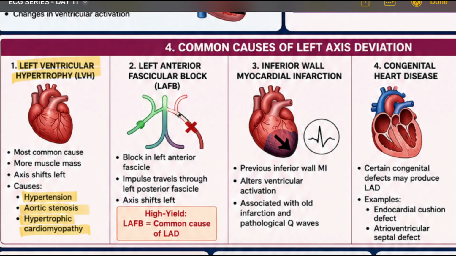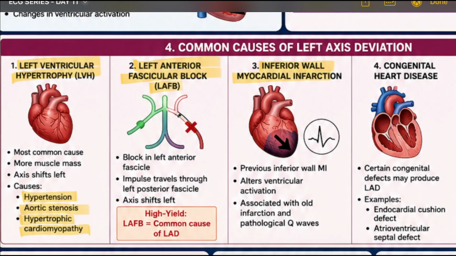Next, you can see left anterior fascicular block. This also can cause left axis deviation, and it is one of the most common ECG causes of left axis deviation. So what does it do? The left anterior fascicle is blocked, and the electrical impulse travels through the left posterior fascicle first. This shifts the axis to the left. The main point is that left anterior fascicular block is a common cause of left axis deviation.